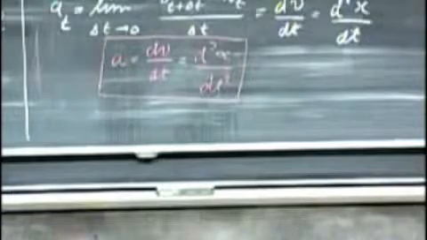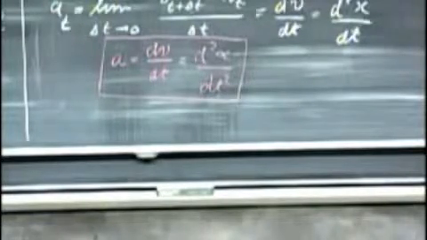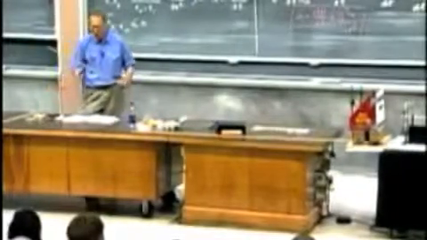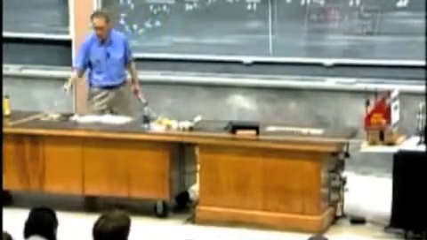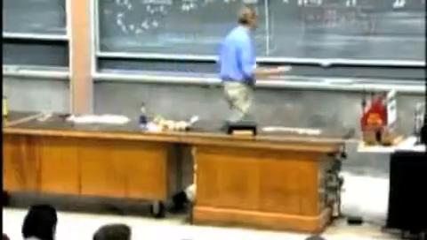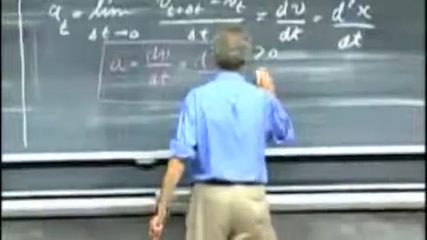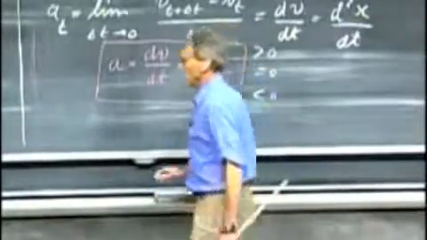We can go to our plot and we can ask ourselves the question now, where is the acceleration 0? Where is it larger than 0? And where is it smaller than 0? Because this value can be larger than 0, equal to 0, and smaller than 0.